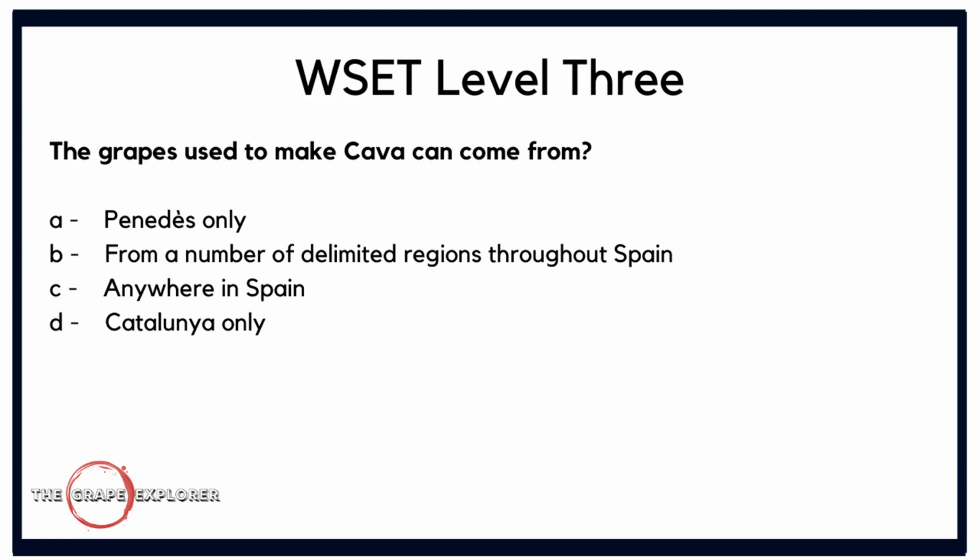The grapes used to make cava can come from A, Penedès only, B, a number of delimited regions throughout Spain, C, anywhere in Spain, or D, Catalonia only. I think this is quite a tricky question, although on the face of it, it may look straightforward. And that's because much of the cava production in Spain is to be found in Catalonia. So naturally, you may think to veer that way in terms of your answer.